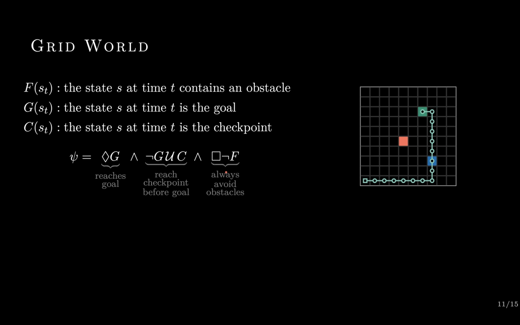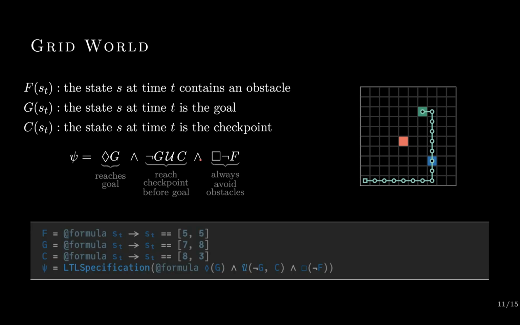And what's nice is we can take this math and translate it directly into the signal temporal logic package by first defining what those predicates are, which are, we have some state for the obstacle, state for the goal, and state for the checkpoint, here defined just as one of the XY cells within this 10 by 10 grid world, and then the LTL specification, which is just a wrapper around the formula from the STL, or signal temporal logic package.